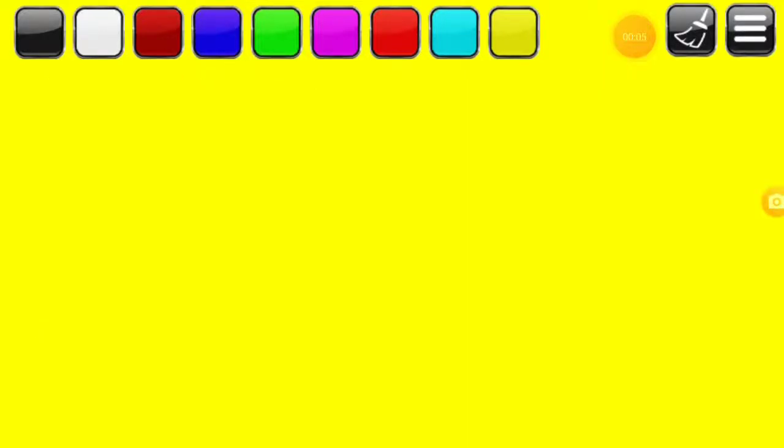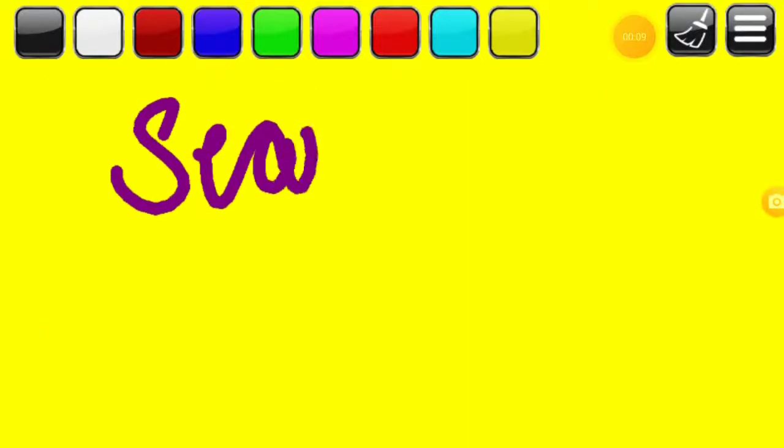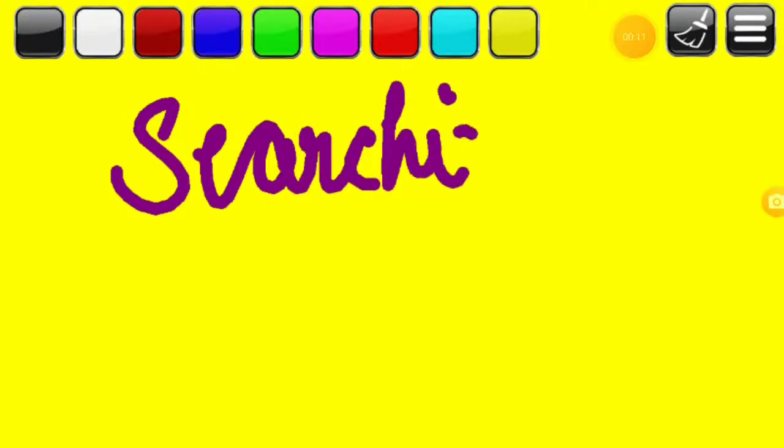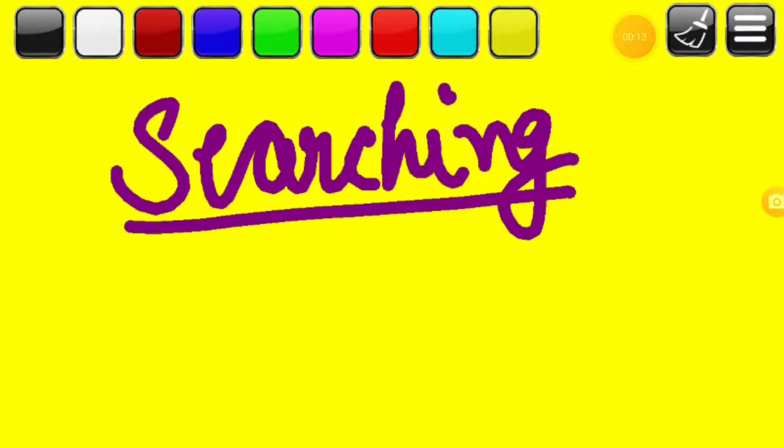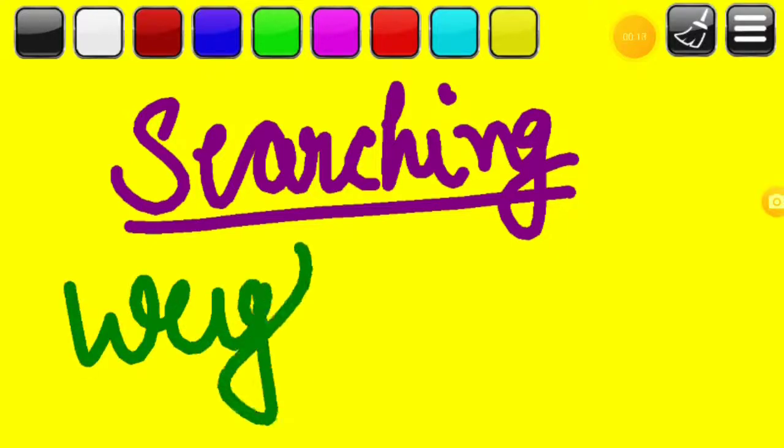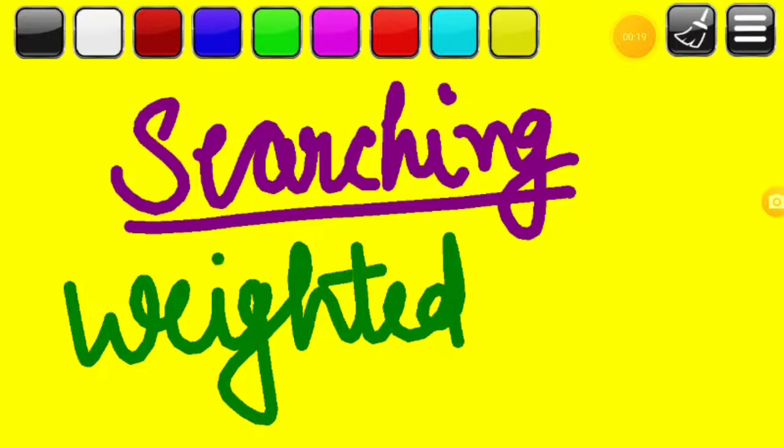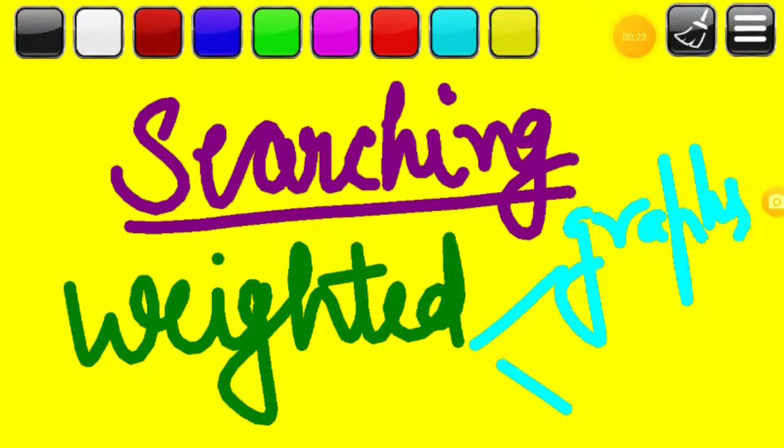So we will study the uniform cost search algorithm, which is a searching algorithm used to traverse weighted graphs or trees. In this we have some weighted graphs and weighted trees, and we are going to search on them. This algorithm comes into play when a different cost is associated with each and every edge.